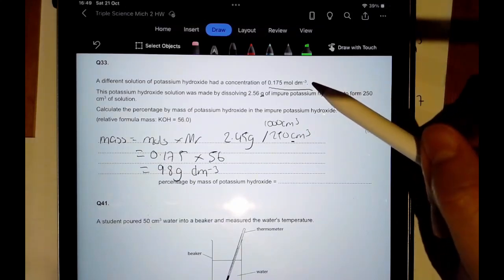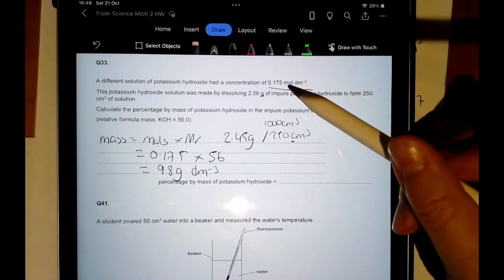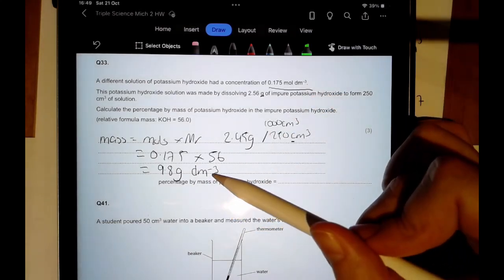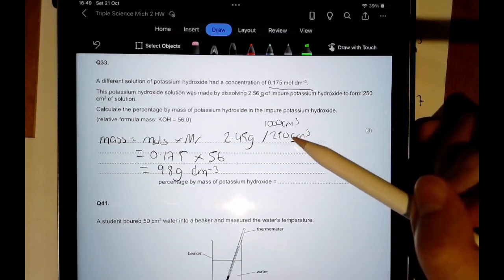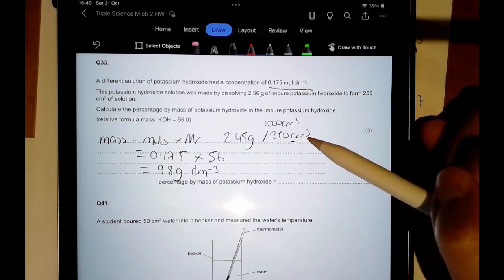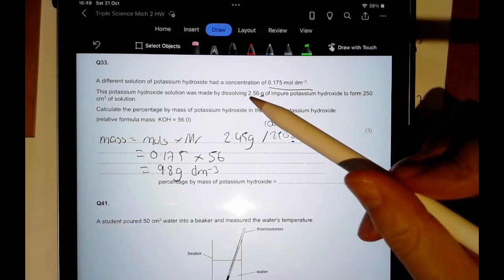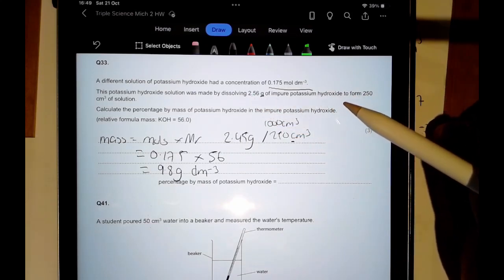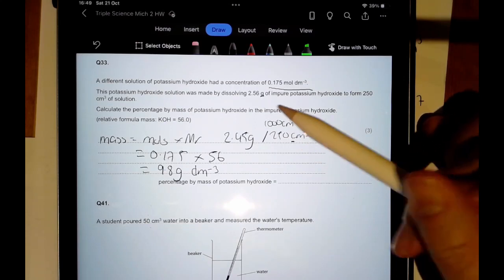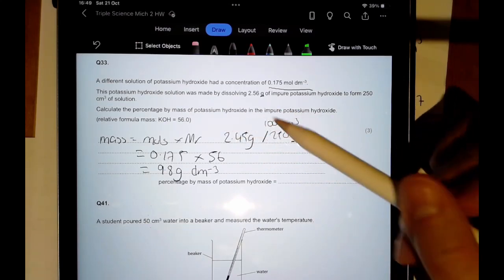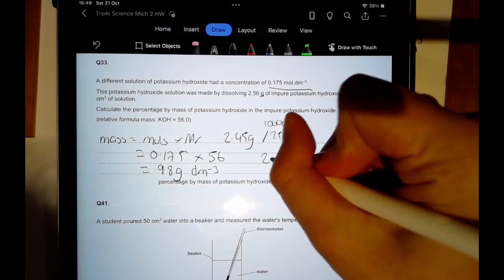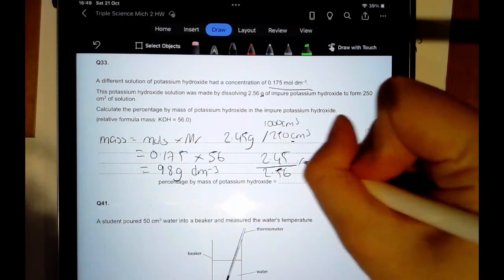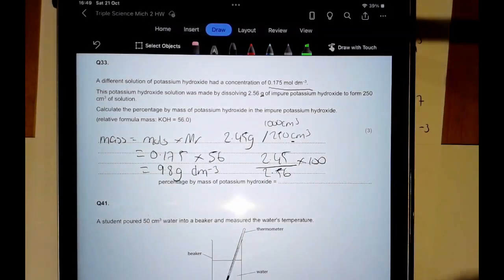Okay, so I've just taken this concentration and changed it from moles per decimetre cubed into mass per decimetre cubed first, and then into mass per 250 centimetres cubed. And I've done that because they've given me a mass per 250 centimetres cubed in the question, and I need them both in the same units before I can get percentage by mass. So once I have them both in the same, to get percentage by mass is 2.45 over 2.56 times it by 100, and you'll get your answer.